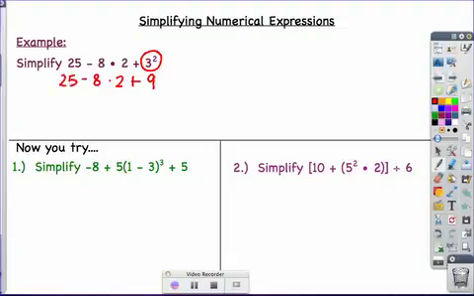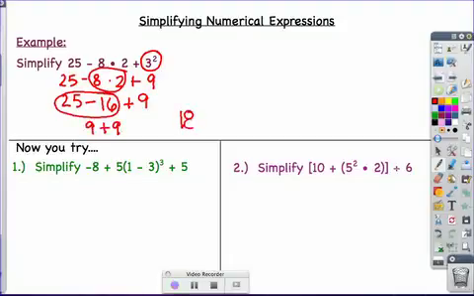Next is multiplication and division from left to right. I multiply 8 times 2 to get 16 and recopy the rest of the question. Next is addition and subtraction from left to right. 25 minus 16 is 9, plus 9 gives me a final answer of 18. Pause the screen to try the following two questions, and when you're done, you may resume.